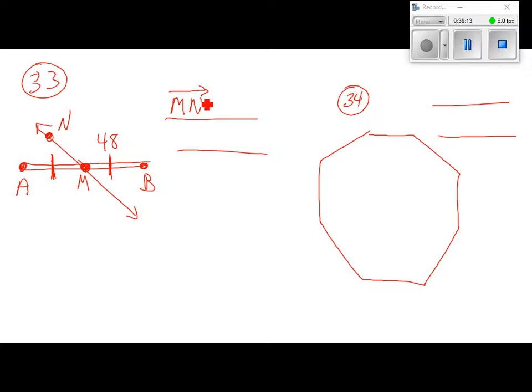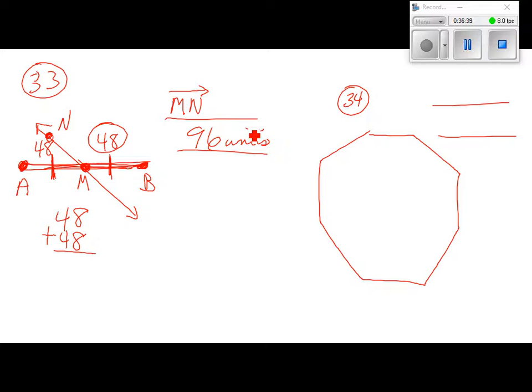And then they also want to know how long is segment AB. So they want to know what is the distance from here to there. Well, if this part's 48, then that means this part over here has to be 48 because it was split into 2 equal segments. And all we do is add those two together and you get 96. So those are your two answers on 33. This should be 96 units, whatever the units are.